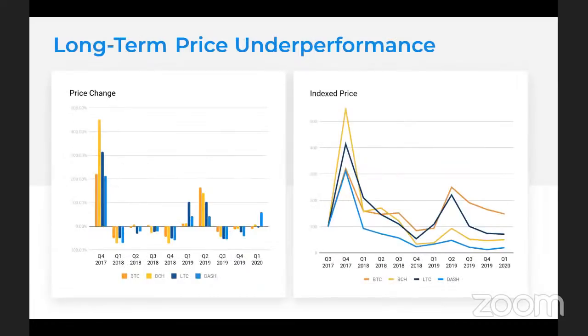If you can flip to the next slide, there we go. On Dash's long-term price underperformance. Now, prior to mid-2017, Dash's performance was phenomenal.